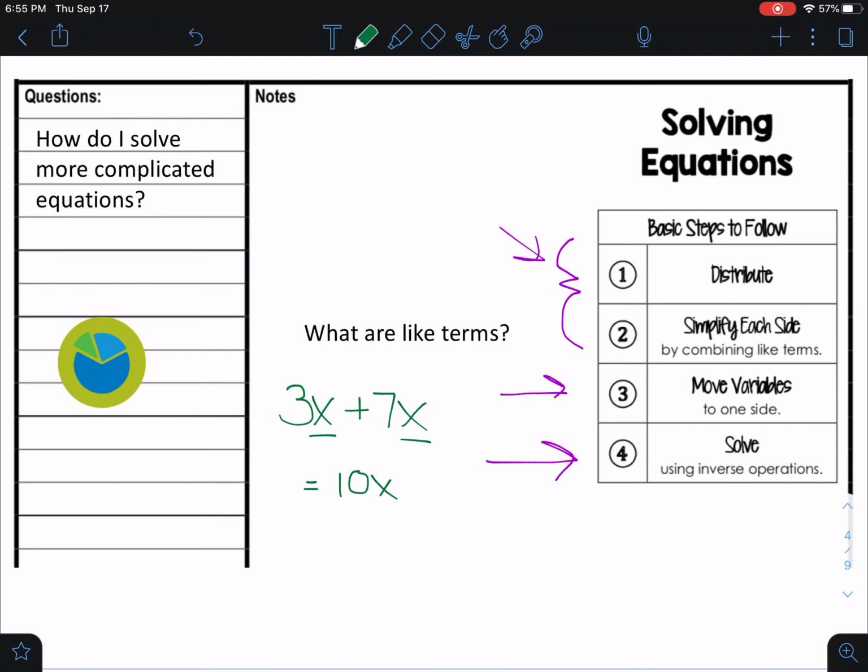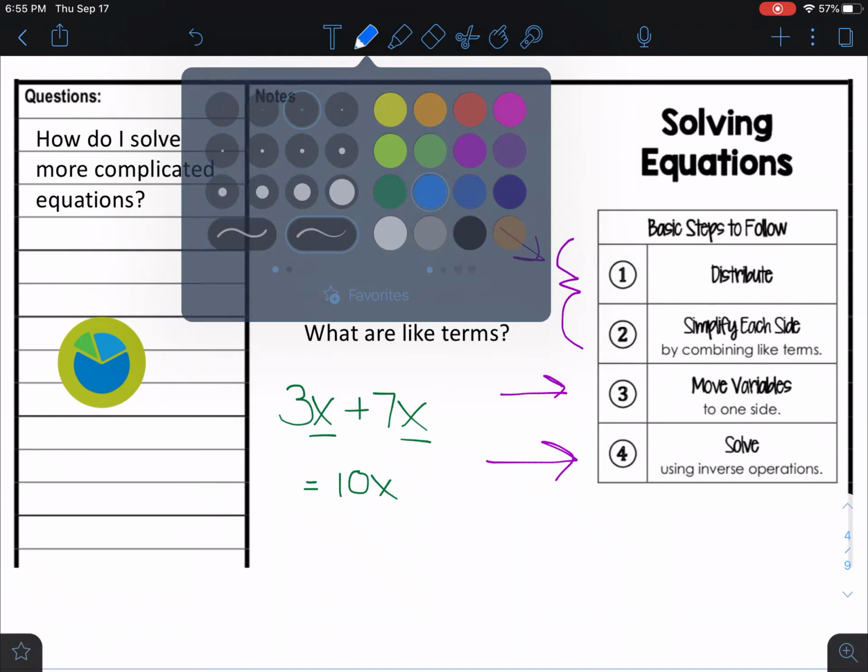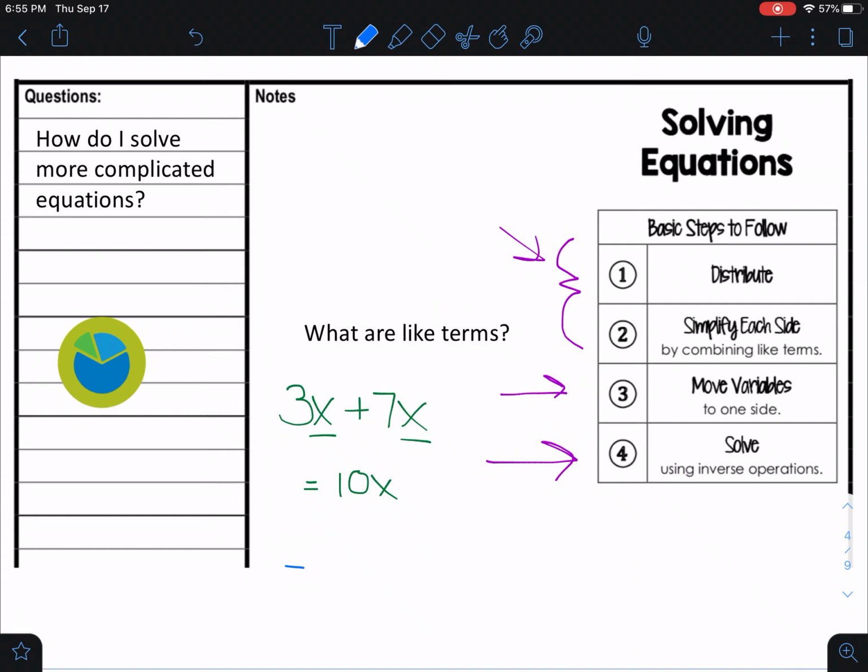So you could do the same thing with a variety of these. You also know maybe that negative 4 plus 12, these are like terms because they both don't have a variable. So they are called constants. And we know that we can put these together since you've been doing that most of your elementary career. And so negative 4 plus 12 would give us 8.